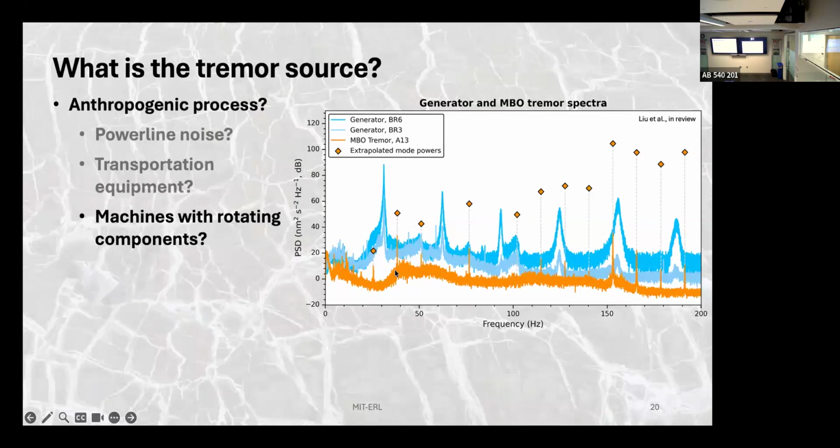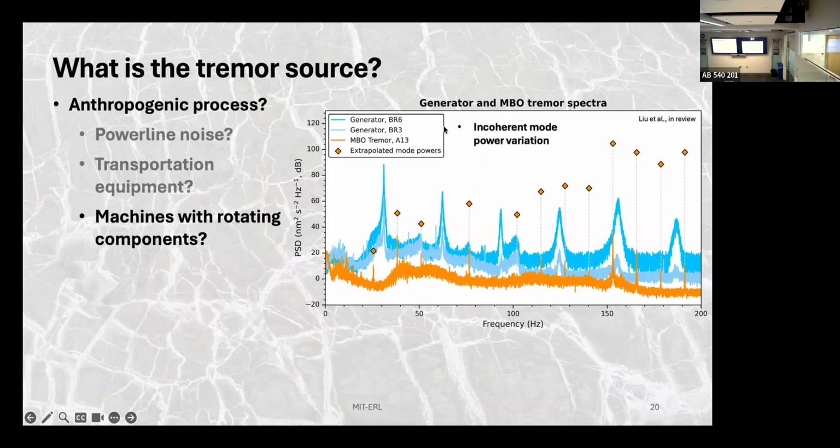And to further illustrate the difference, we extrapolate the mode power to a hypothetical distance of 3 kilometers, which is the closest human settlement to our site, that farm, and using a constant quality factor of 30. And this gives us the diamonds. As you can see, if this is generated by a machine at that farm, the highest mode will be 80 dB stronger than the lowest mode. And this is completely different from the signatures of any sort of machines. So this is also unlikely.